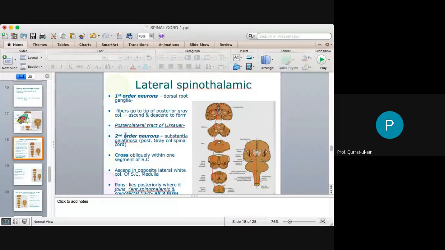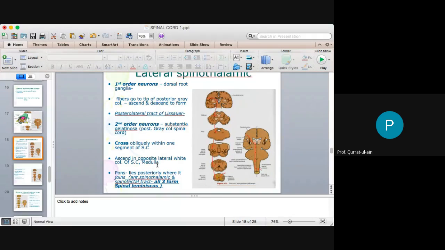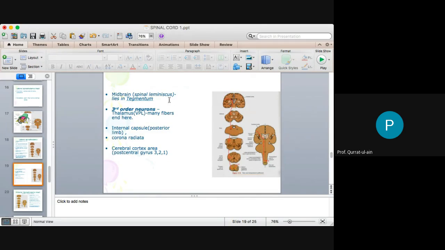The second order neuron fibers are in the substantia gelatinosa, in the posterior gray horn. They cross obliquely within one segment of the spinal cord and ascend in the opposite lateral white column. Within the pons, they are more posterior, and they join the anterior spinothalamic and spinotectal tracts, and together the three form the spinal lemniscus, right? Then they pass through the midbrain as the spinal lemniscus, and the region of the midbrain where they are passing is known as the tegmentum.